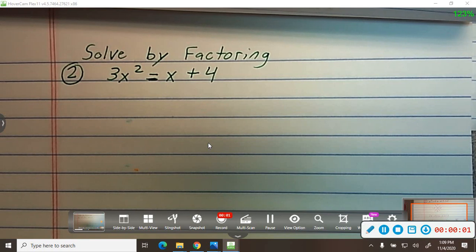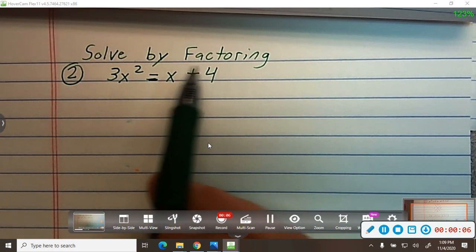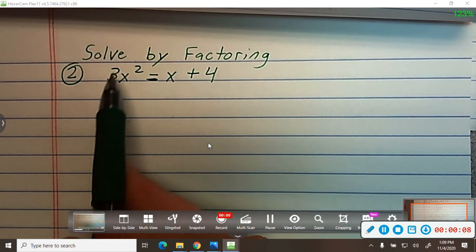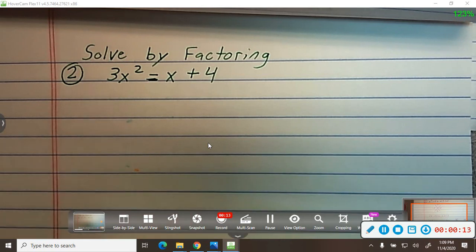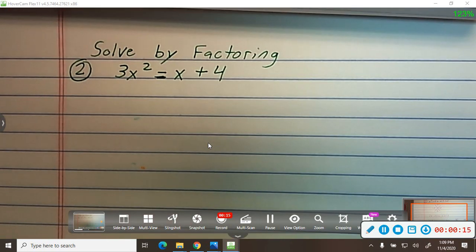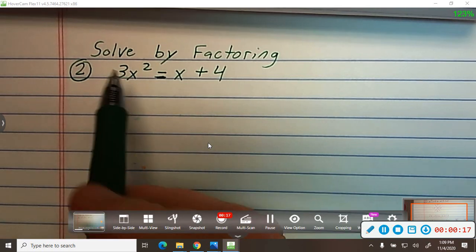So now we're going to solve by factoring a different one. Notice this looks different than the one we did before. The first number is not a 1, and so we spent the whole day on how to factor when a is not 1.